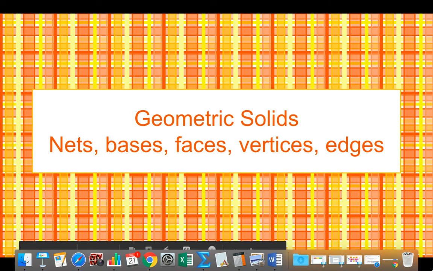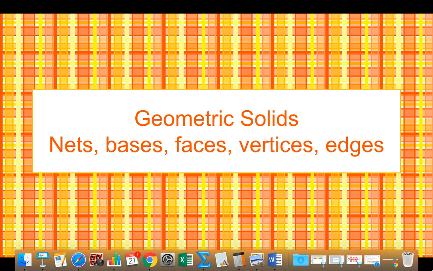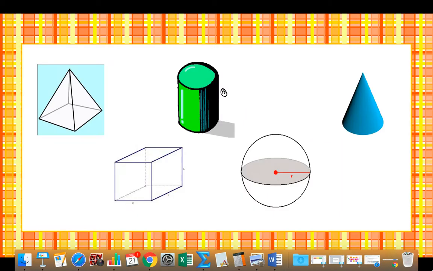So let's review some vocabulary related to geometric solids, words like net, base, face, vertex, and edge. Geometric solids are three-dimensional shapes that are all around us in the world in which we live. Even the very house in which we live can be thought of as a geometric solid. And inside that house, there are more solids, such as cabinets, and inside those cabinets are even more solids. So in this particular video, we'll review some terminology related to these 3D solids.